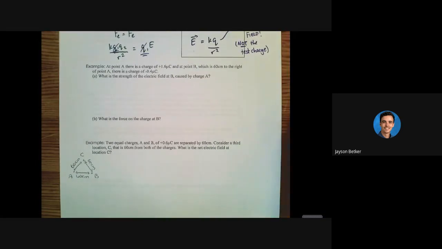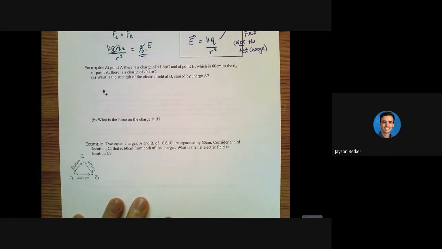Let's do an example. At point A, there is a charge of 1.6 microcoulombs. And at point B, which is 60 centimeters to the right of point A, there's a charge of negative 0.4 microcoulombs. What is the strength of the electric field at B caused by charge A?